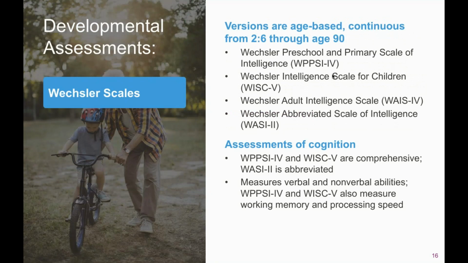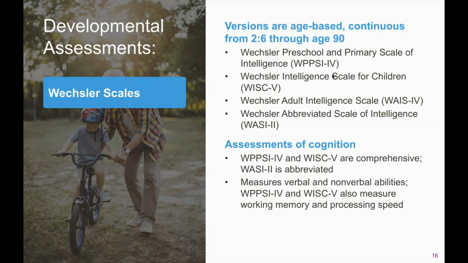Then I wanted to touch on the Wechsler scales. So the Wechsler scales are the most commonly used assessment scales for school-age children. They start with the WPPSI. So the WPPSI starts at age 2 years, 6 months, and they continue with different versions. So it's the WPPSI, the WISC, and then the WAIS. And those are age-based versions. And they have norms from age 2½ through 90, considering these three versions.